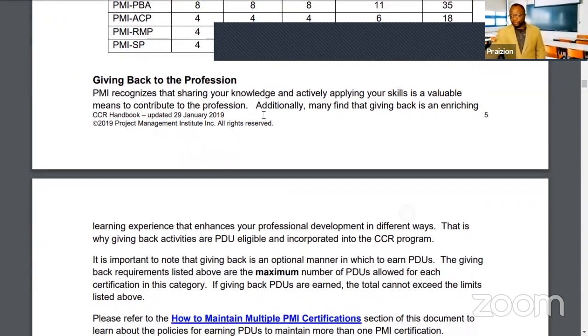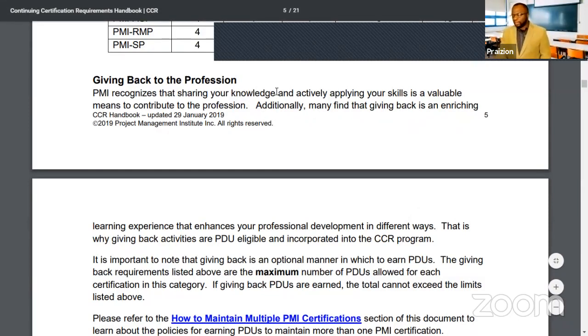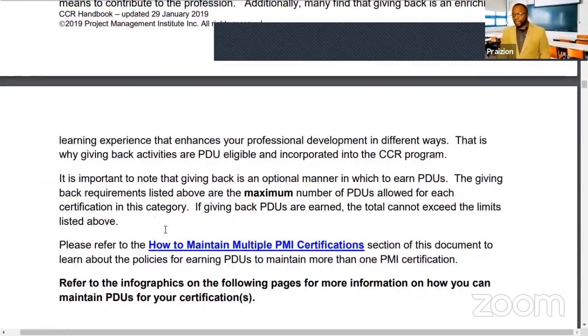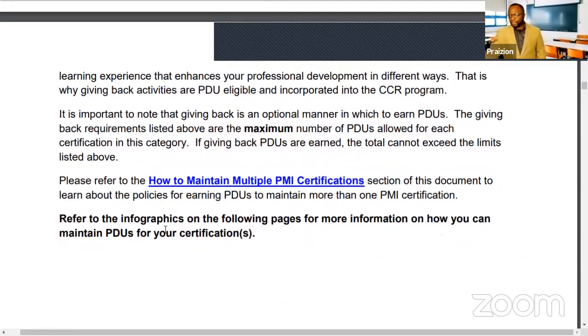I do not believe you have to give a particular amount in giving back. It says PMI recognizes that sharing your profession and actively applying your skills is a valuable means to contribute to the profession. Additionally, many find that giving back is an enriching learning experience that enhances your professional development in different ways. That is why giving back activities are PDU eligible. It is important to note that giving back is an optional manner in which to earn PDUs. The giving back requirements listed above are the maximum number of PDUs allowed for each certification in this category. If giving back PDUs are earned, the total cannot exceed the limits listed above.